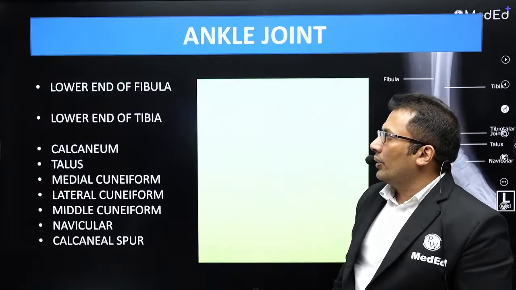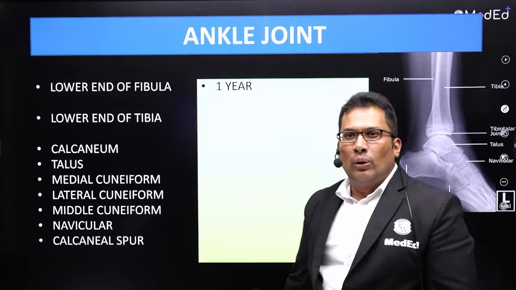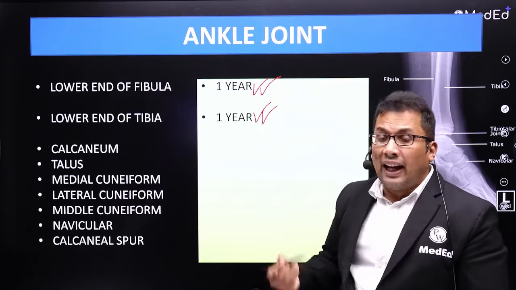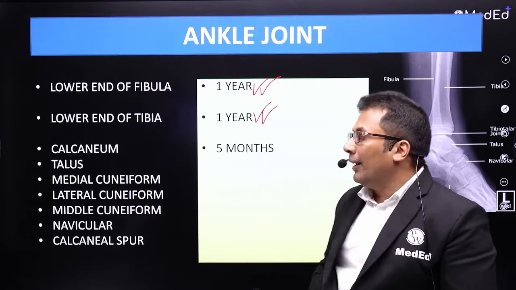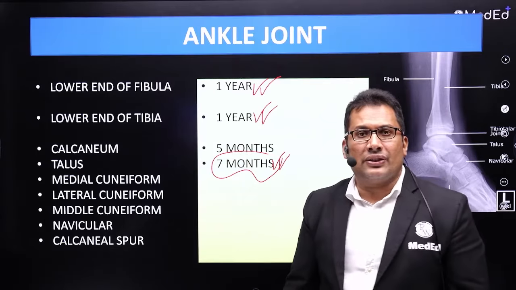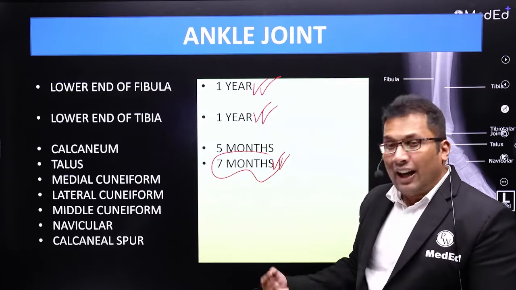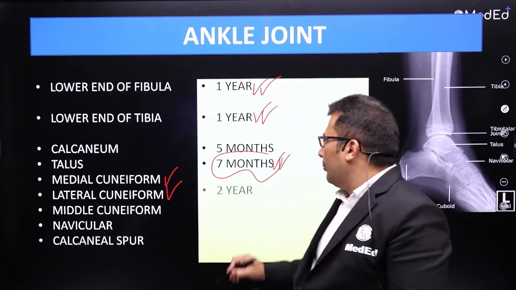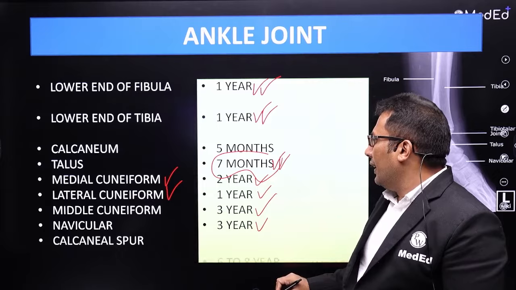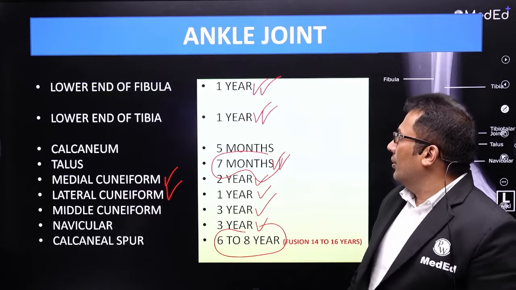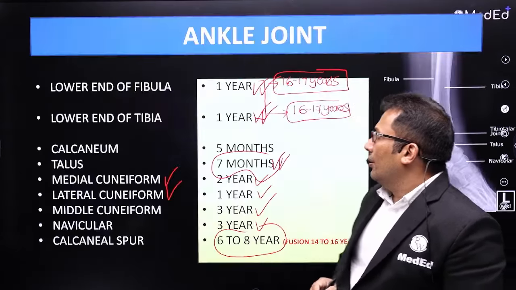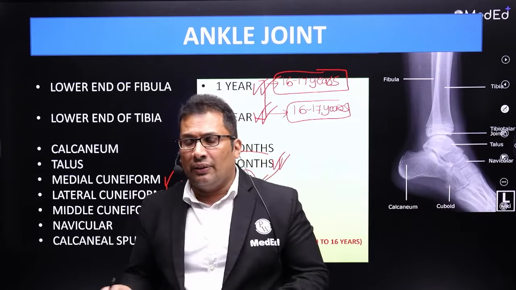Then lastly, ankle joint. The lower end of fibula, 1 year, lower end of tibia, that is 1 year. Calcaneum, can you guess calcaneum? 5 months. Talus, 7 months. What is the medico legal importance of 7 months? Viability. Medial cuneiform, lateral cuneiform, 2 and 1 year. Middle cuneiform, 3 years. Navicular, 3 years. Calcaneal spur, that is 6 to 8 years. So all this, again, you need to know the fusion. 16, 17 we discussed. If you answer, then it is more than sufficient.